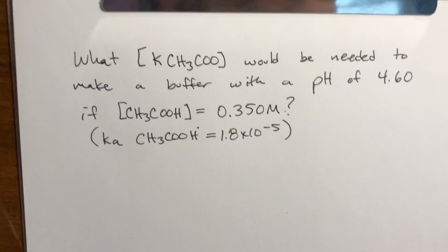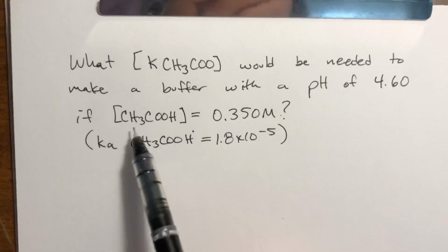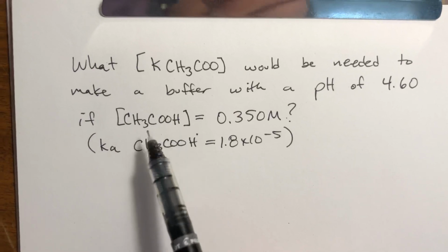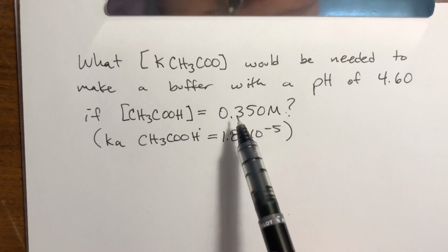Let's try a buffer problem. Essentially what we have is a weak acid. This is acetic acid, CH3COOH. We know its Ka value, we know its concentration.